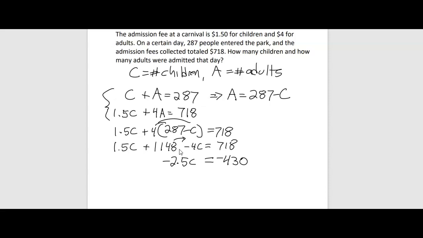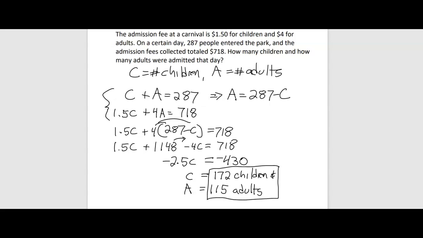Now, if we divide by the negative 2.5 on both sides, we get c equals 172. A equals 287 minus c. So if we take 287 and subtract the 172, that gives us 115. So 172, how many children? The units would be children. And how many adults? Here we have a nice story answer to match this story problem.